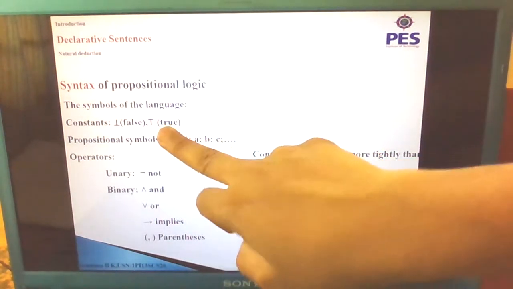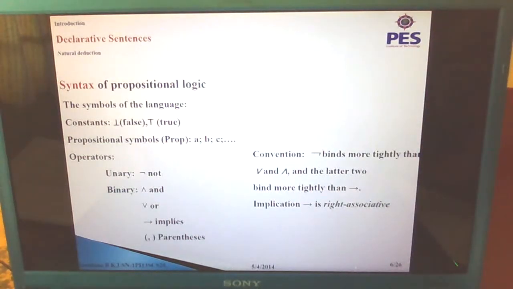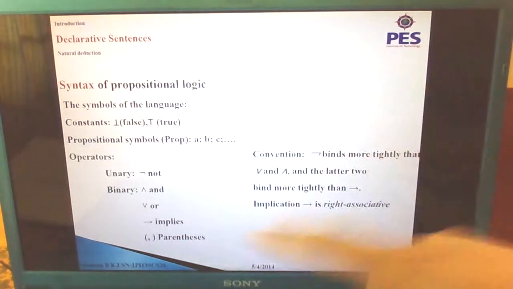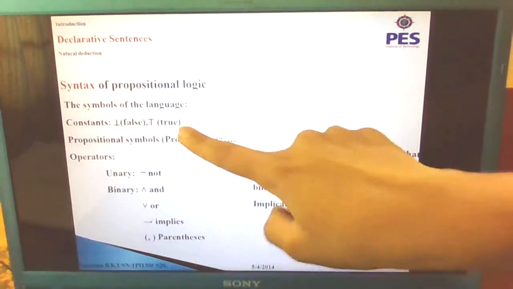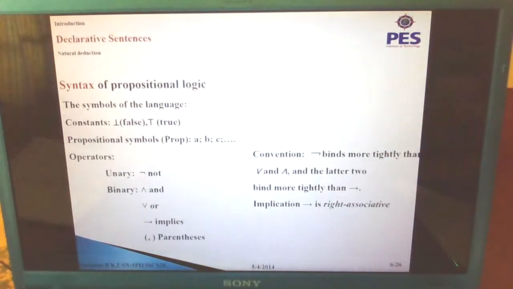This one is the tautology symbol. For a given expression, we prove that in all situations the expression gives a true value, so we consider that a tautology. We denote contradiction and tautology by using these two symbols. Some of the symbols we use, like premises in propositional logic, are A, B, C, etc. The operators we use in propositional logic are unary and binary operators.